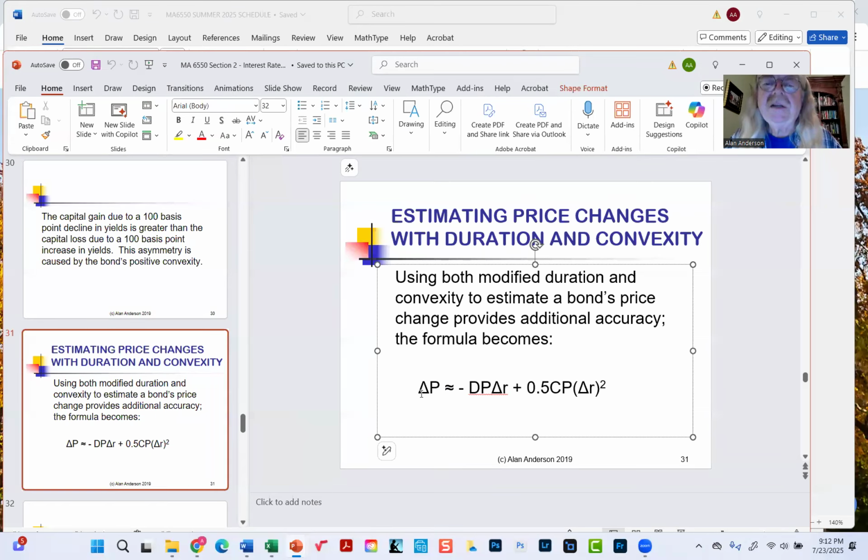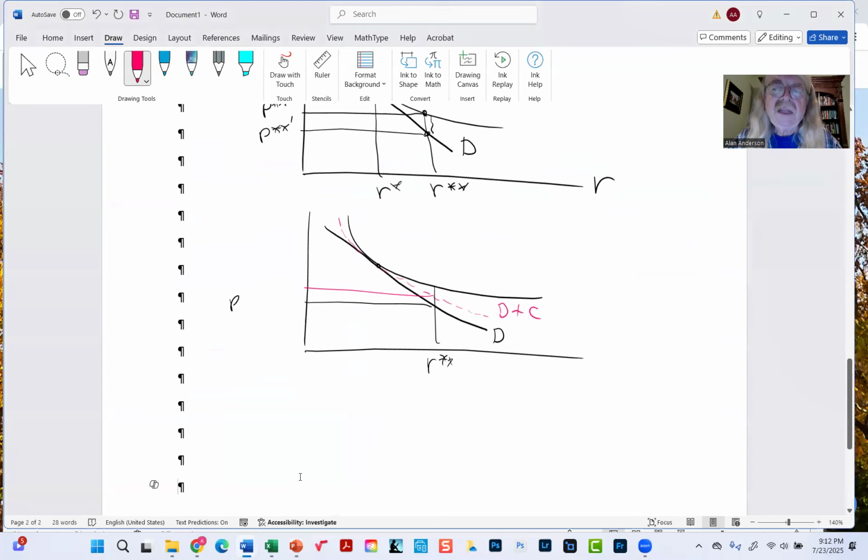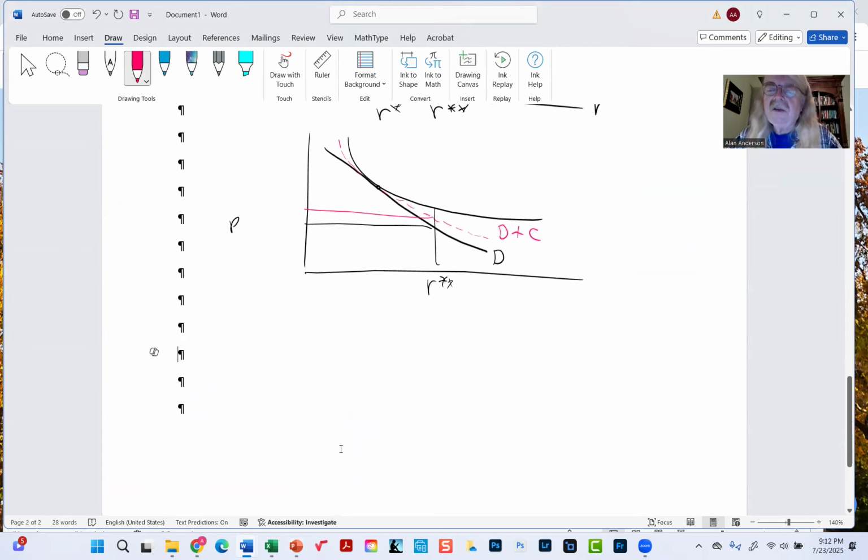Now, as it turns out, the convexity can be very different from one bond to the next. Durations pretty much are related to the maturity of the bond, but the convexity is affected by other factors as well. So let me just show you a couple of graphs to illustrate this.